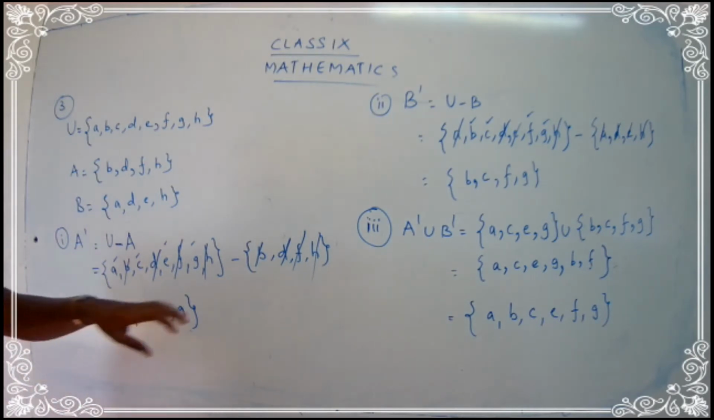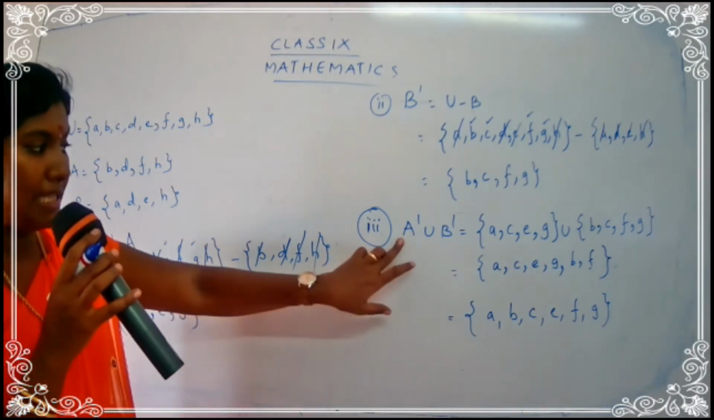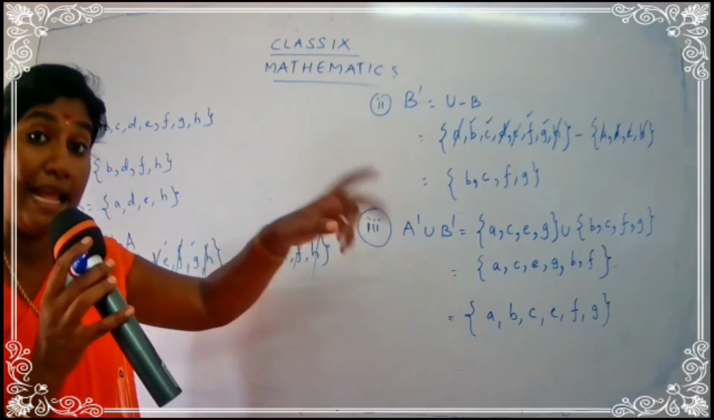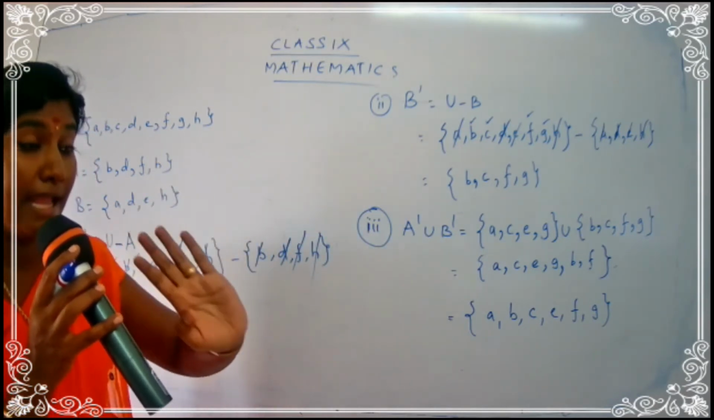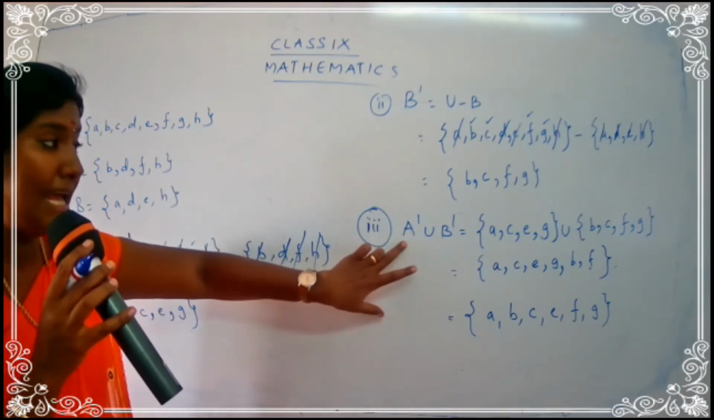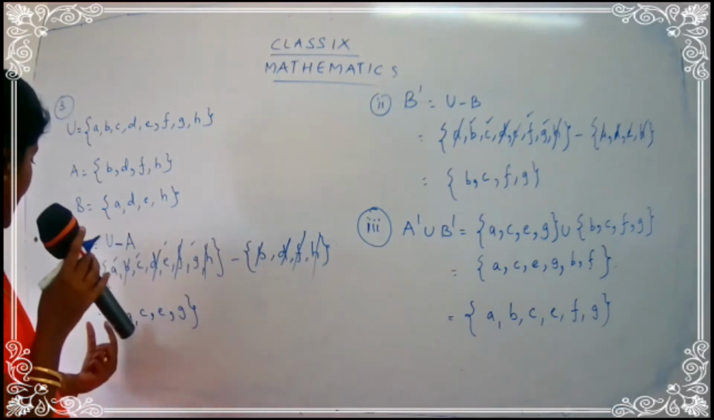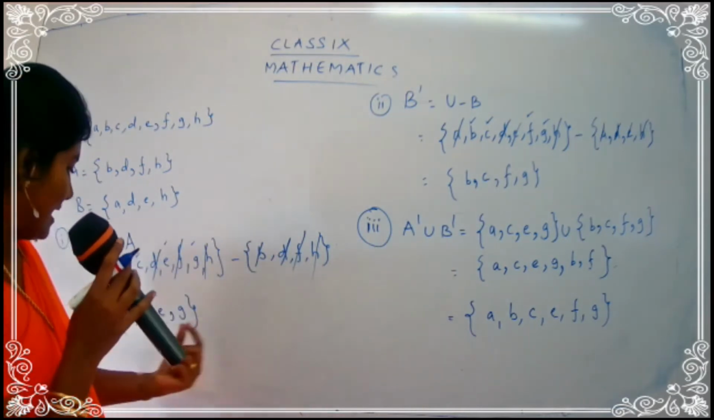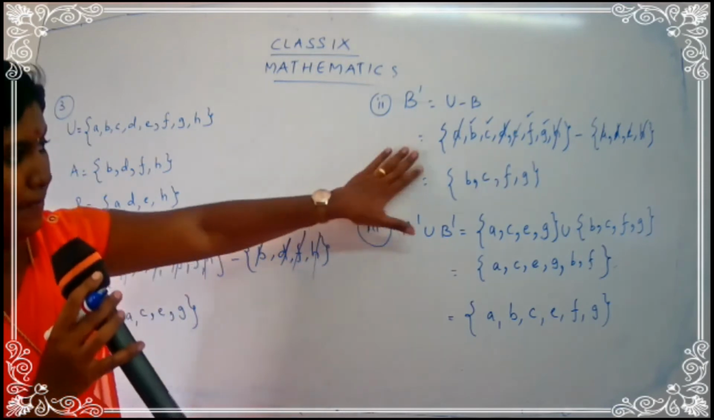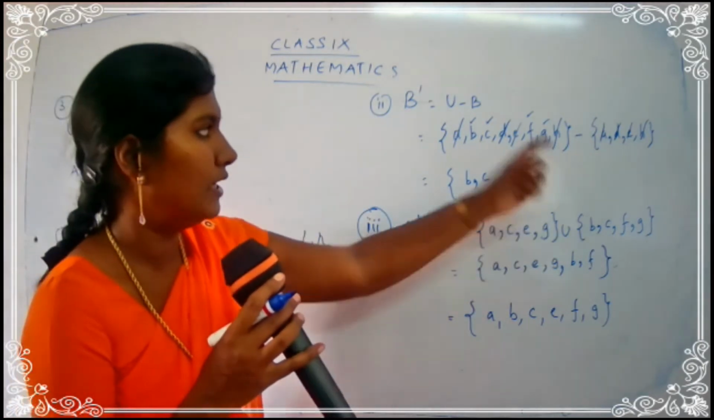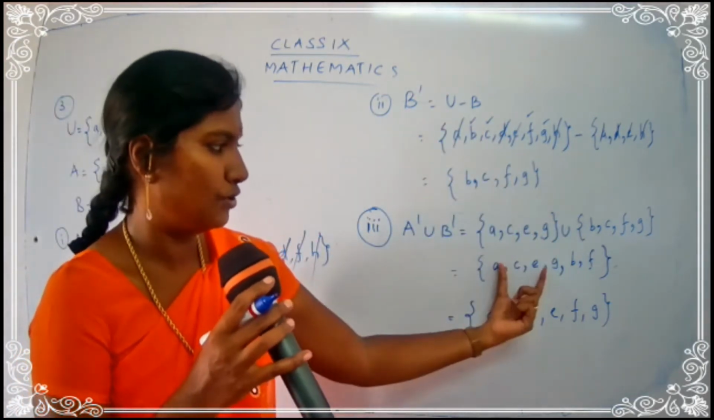I hope you are clear with the union part. It's A dash union B dash. So do not write A union B, okay? We are not asked for A union B. The question is A dash union B dash. So write A dash and write B dash. Where is B dash? Here. So write down the A dash union B dash value. So you get the answer.